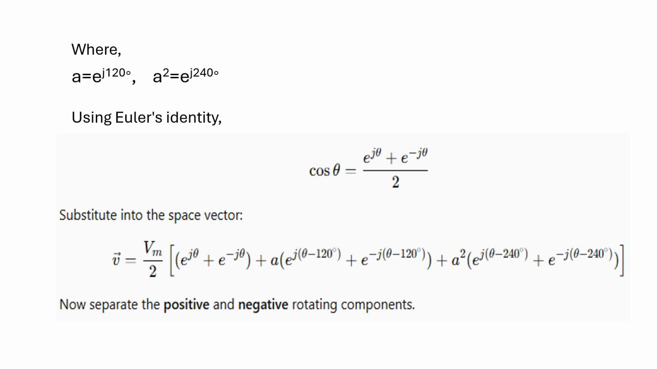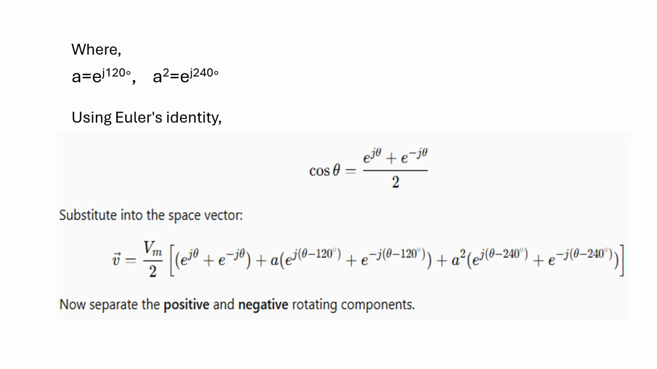a equals e power j 120 degree, a square is e power j 240 degree, where this a is a vector operator, a phase shift operator like j in complex numbers. In that, j represents a 90 degree phase shift. In the same way, here a represents a 120 degree phase shift. So we are representing this as V bar equals 2 by 3 times (VA plus a VB plus a square VC).